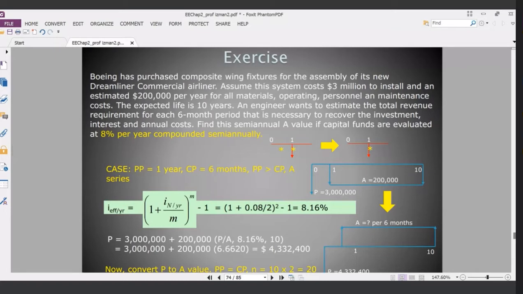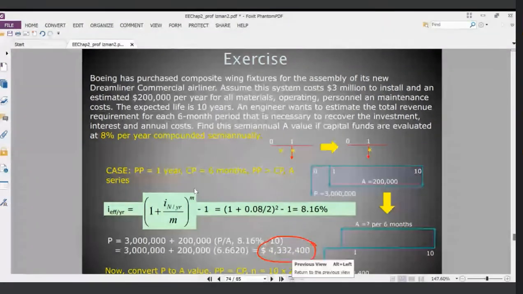Okey, nak cari nilai P dengan menggunakan A equals to 200,000, kan? Okey, dan payment itu berlaku every year. Okey, lepas tu dah dapat nilai P dia, 4.3 million. Dah dapat belum? Dah. Okey. Sekarang ni.